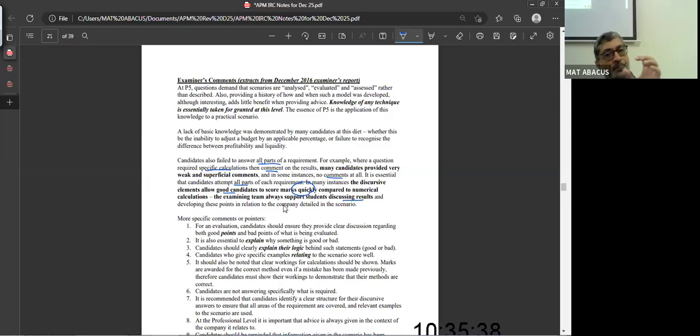The examining team also expects candidates to discuss results and develop these points in relation to the company detail in the scenario. Now, remember one thing. If you are in doubt that your calculations are correct, it doesn't mean we don't give you marks for the comments. So try to do your calculations as far as you feel you can. Let's say you know the first 2 parts of the calculation are correct, and the third, fourth, fifth you feel are not right. Many students then stop there. They don't carry on to give me a final figure, whether the EVA is positive or negative or the ROC or whatever. And because they did not try to complete it, they find it difficult to comment.